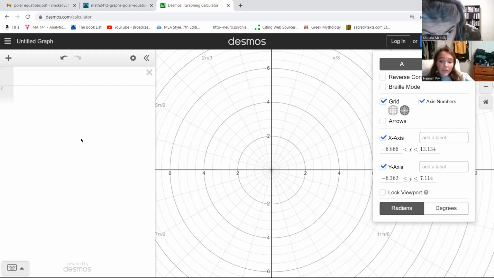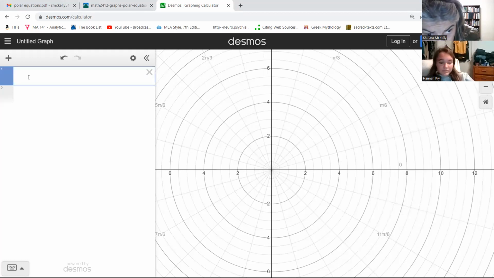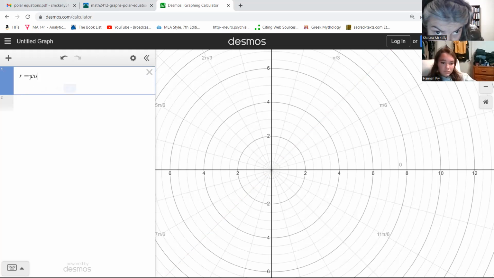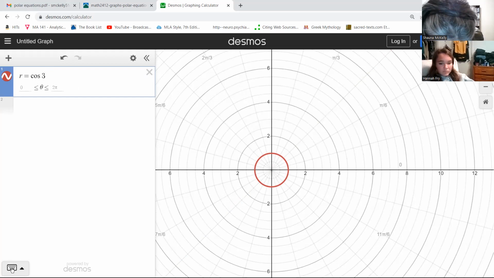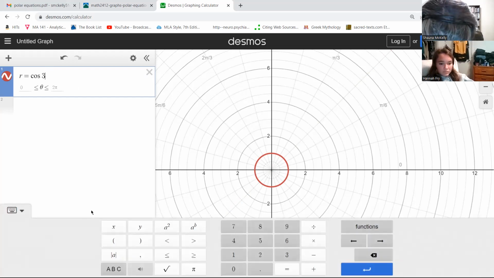I'm going to set it on polar coordinates, not grid, just to make things a little bit easier for us. Now, for now, I'm just going to do r equals, and I want an odd number of petals, so I'm just going to do cosine of 3 theta. Notice if I don't have a theta there, it's just a circle. But I want my theta.